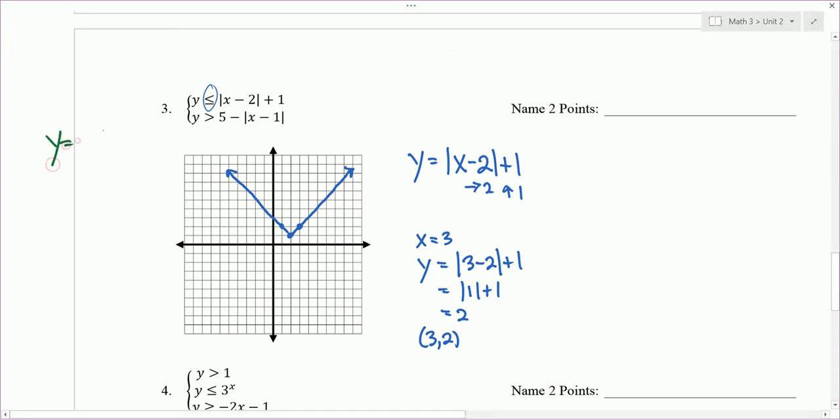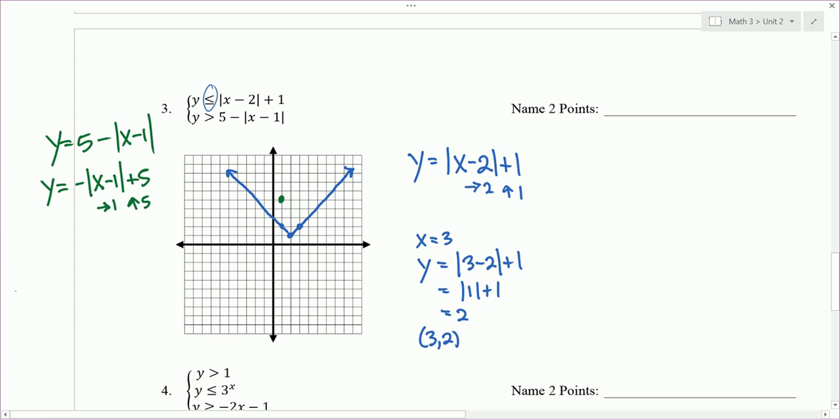Y is equal to 5 minus absolute value of x minus 1. May not look familiar if you rewrite it this way. Y equals negative absolute value of x minus 1 plus 5. Those are equivalent expressions. A little more comfortable with this way maybe. This is a translation right 1 unit, up 5 units from (0, 0). Right 1, up 1, 2, 3, 4, 5. Right here is the vertex.